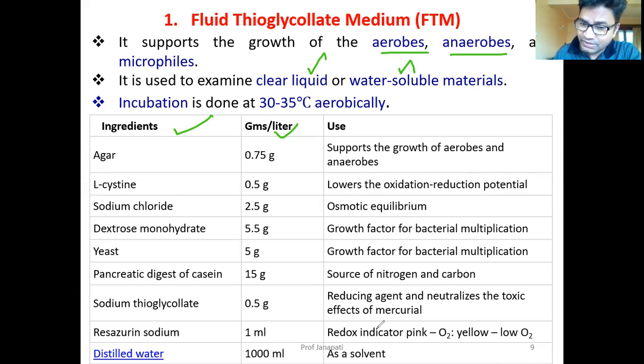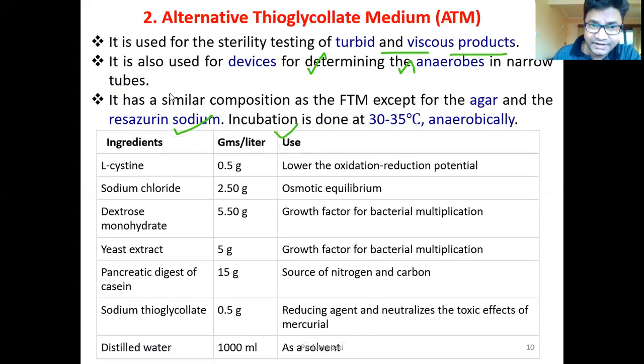Sodium thioglycolate is a reducing agent and neutralizes toxic metals present in our preparations, or mercurial preservatives. Sometimes we also use preservatives, and that also can be neutralized with this. Then resazurin sodium is an indicator. So these are the various media and various compositions.